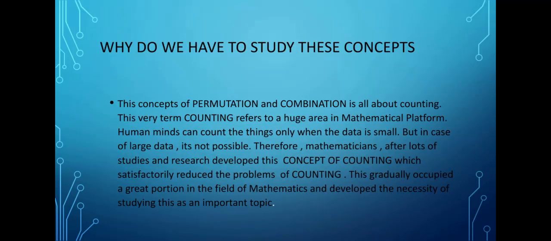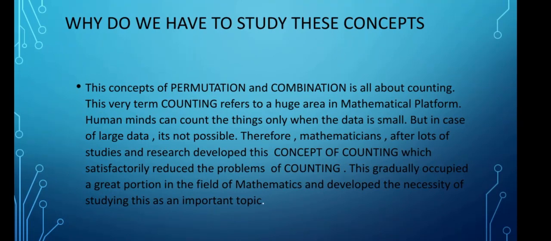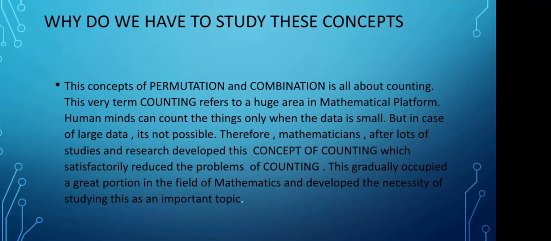How we are arranging these digits makes the concept of permutation. Now, the next question that will arise here is, why do we have to study such concepts? What is the necessity actually? If we do not study these things, then also everything is okay. Why do we have to study these concepts? Let us know here. The concept of permutation and combination is all about counting. In the previous part, I explained to you that the entire concept of permutation and combination is based on counting. The very term counting refers to a huge area in mathematical platform.